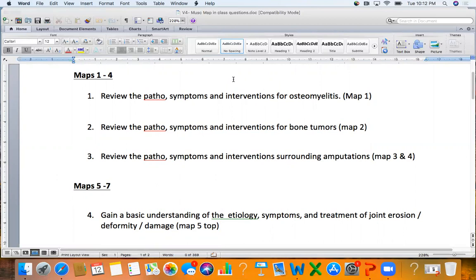Osteomyelitis, bone tumors, and amputations. We're looking at maps 1 to 4 for that.